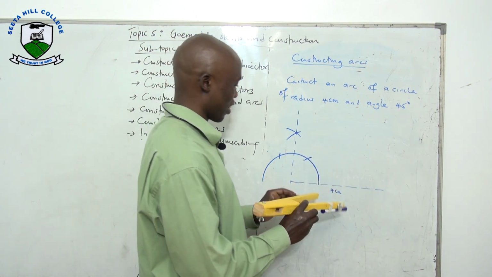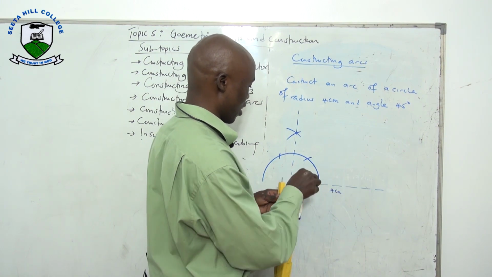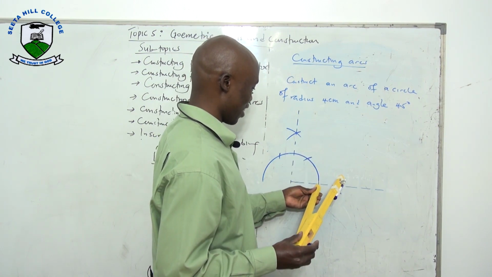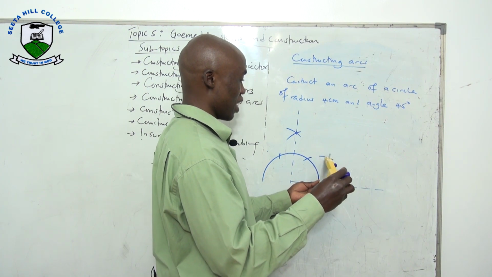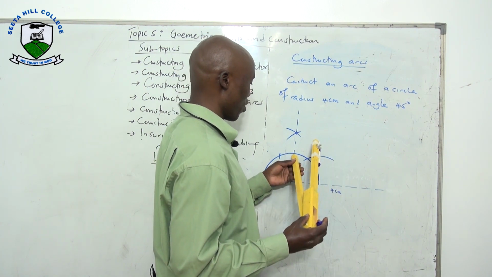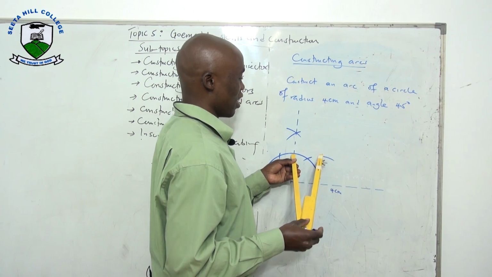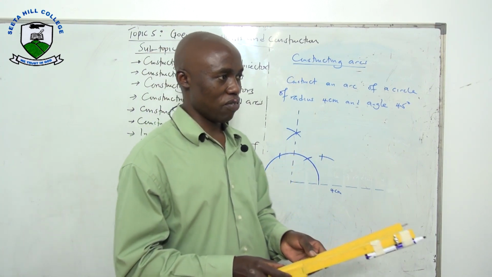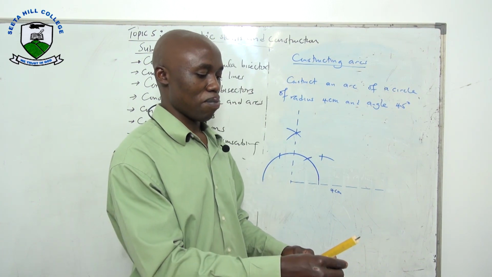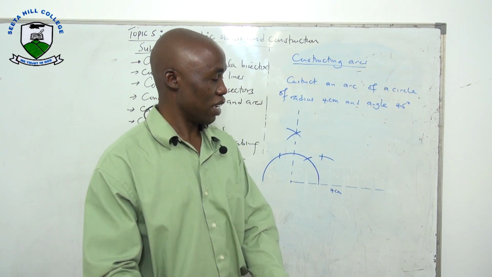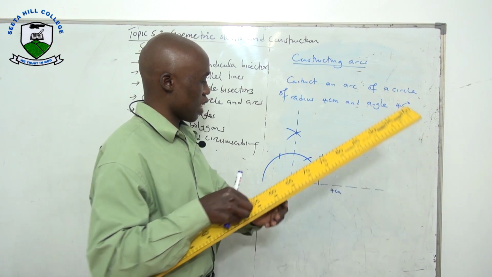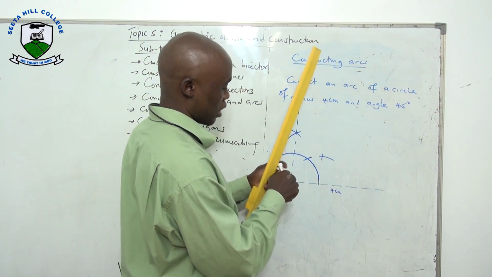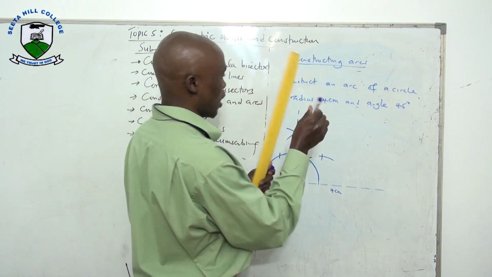Down here. Yes. I'm bisecting the 90 and this one. Then that is the 45. But remember, I must have an arc of how many centimeters? 4 centimeters.